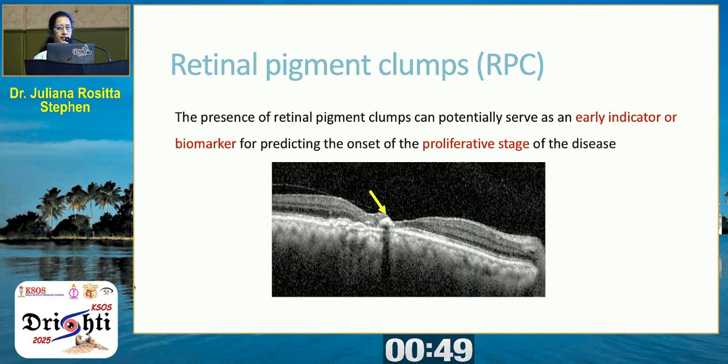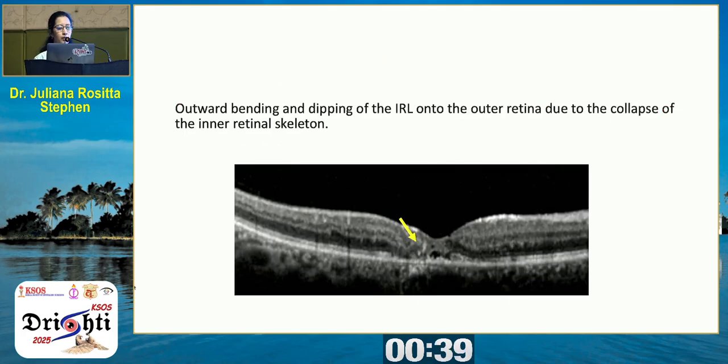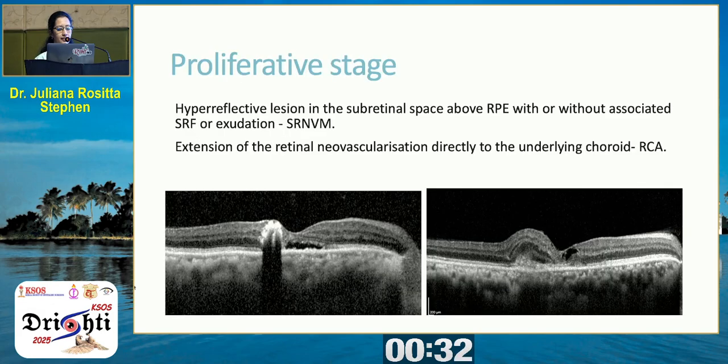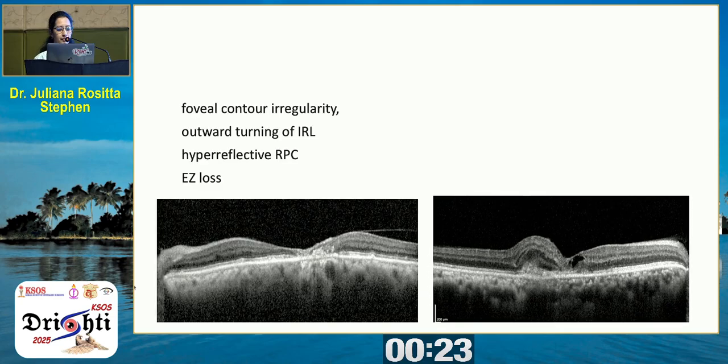And a very important biomarker is the presence of retinal pigment clumps, which may be an early indicator to predict the onset of the proliferative stage of the disease. Outward bending and dipping of inner retinal layers to the outer retina occurs due to the collapsing of the inner retinal skeleton. Proliferative stage is the appearance of a hyperreflective lesion in the subretinal space, and it can also extend to the underlying choroid. Poor predictors of visual acuity are foveal contour irregularity, outer turning of inner retinal layers, hyperreflective RPC and EZ loss.